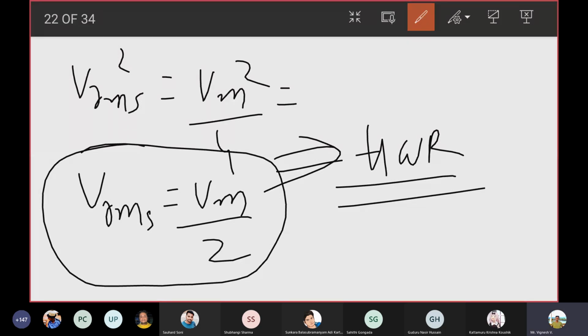In your textbook, only the half wave rectifier RMS value will be given as Vm by 2. Now it is up to you to break your head to find out how it is. To help you in breaking your head, I have done the derivation, okay?